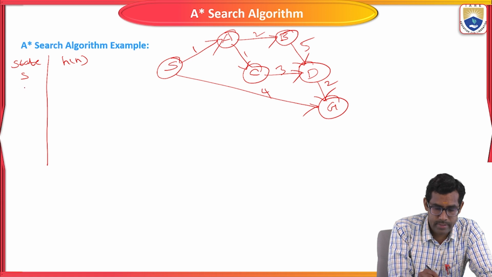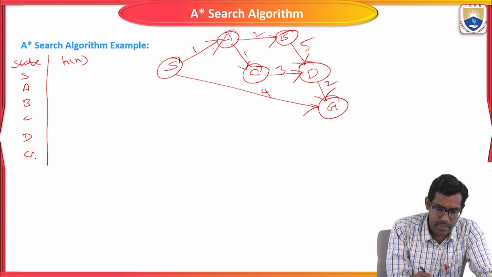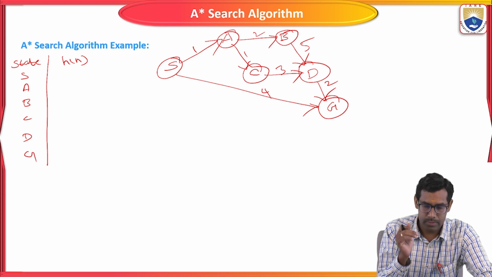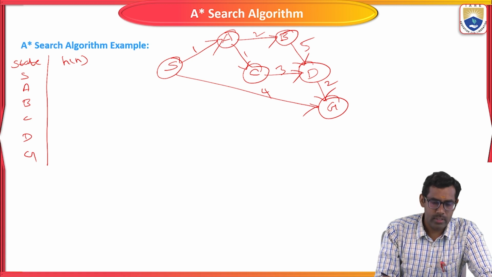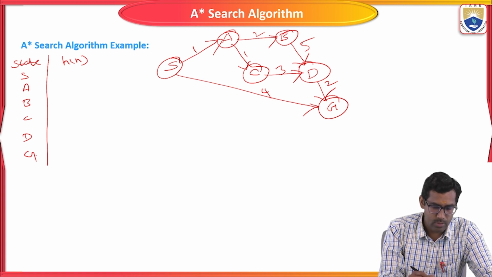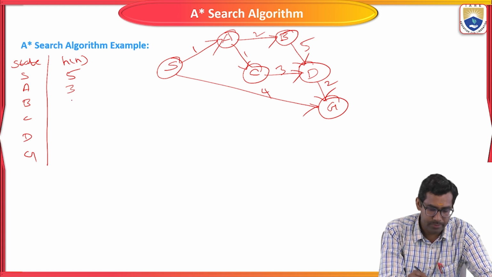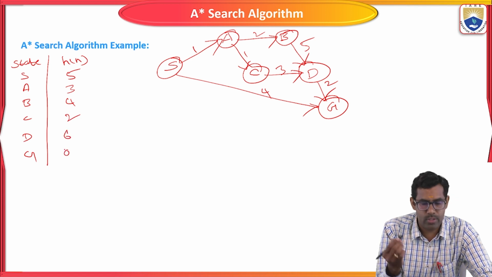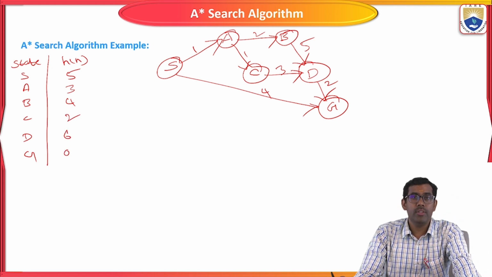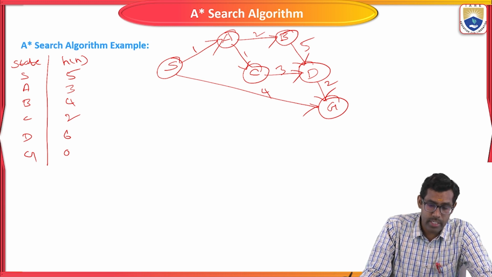So here, A, B, C, D, G. Each and every node has some heuristic function value. For S it is 5, for A 3, for B 4, and then 2, 6, 0. Like this we are going to assign the heuristic value for the particular states.